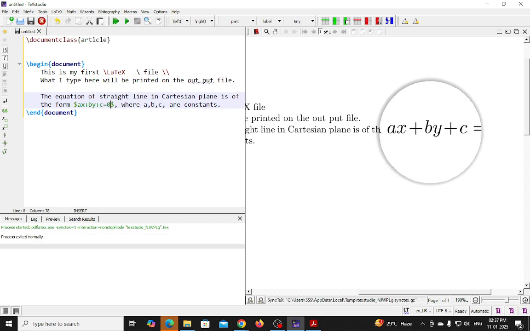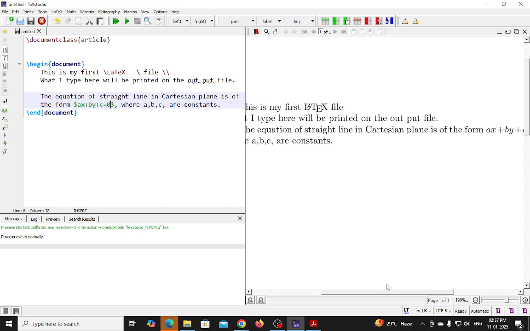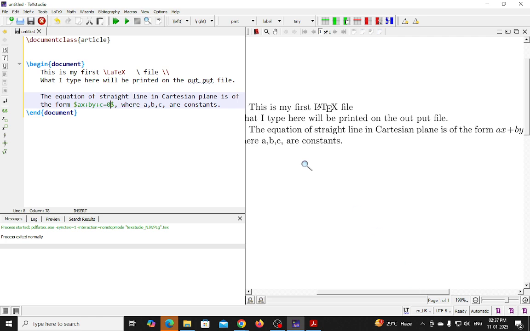Now see. What is your observation here? It's more precise and represented in the proper mathematical way. One more thing, you notice this a here, ax plus by plus c, and also a, b and c, you notice the font. In mathematical mode, equation fonts are generally in italic form. That's why. Now after that, where a, b, c are constants, that part also we have to declare as a mathematical part.